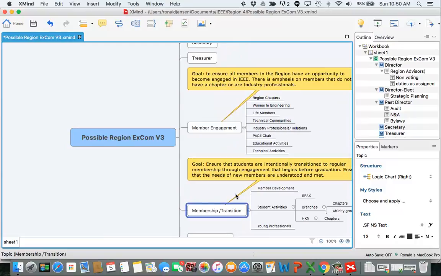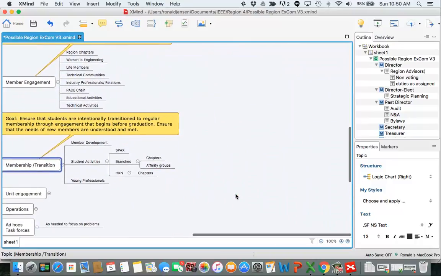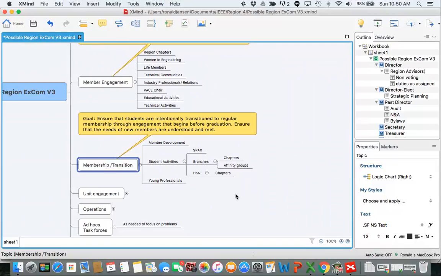So let me break this one out, and let me slide this over a little bit. Grouped under this team is member development, student activities, and young professionals. They're a good combination of the team that you would want to focus on: how do we get and keep members, and how do we transition them from students to higher grade?